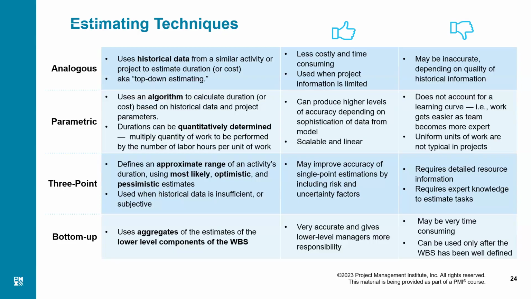Go and check the cost of a similar previous project. Based on that, you estimate the cost of the project. Resources, same thing. So analogy means comparison. You are using historical data from a similar activity or project to estimate duration or cost or resources, also known as top-down estimating.